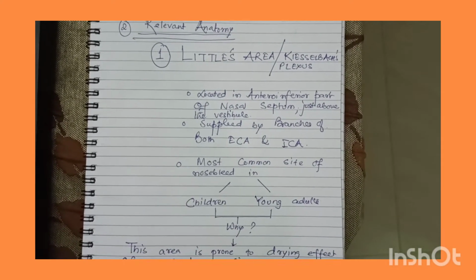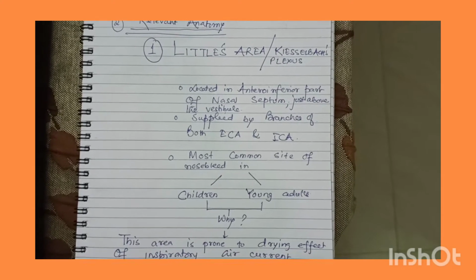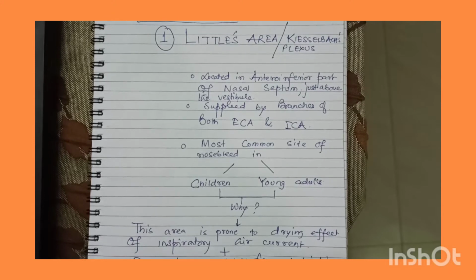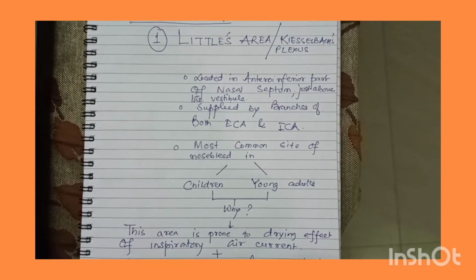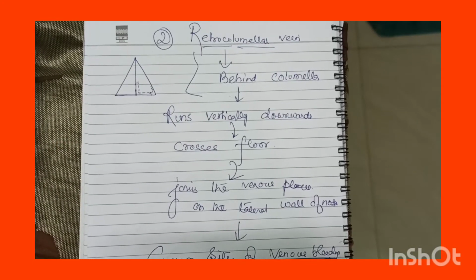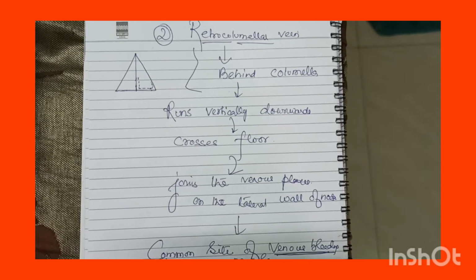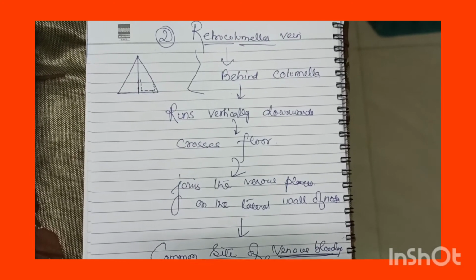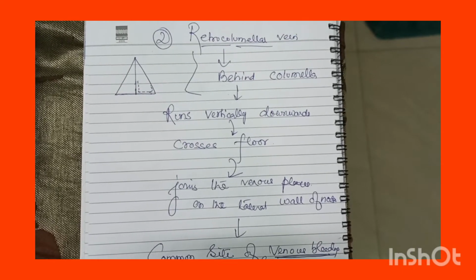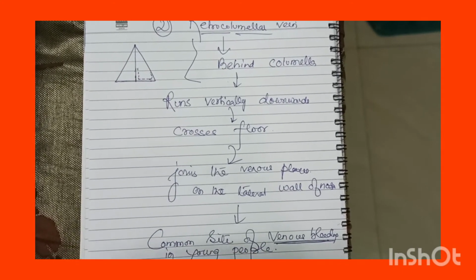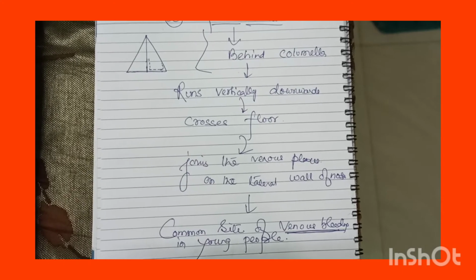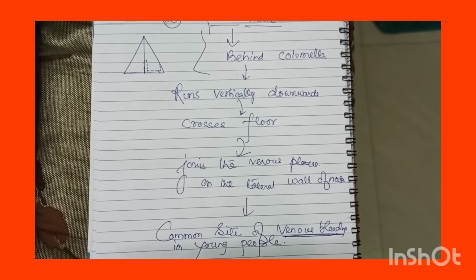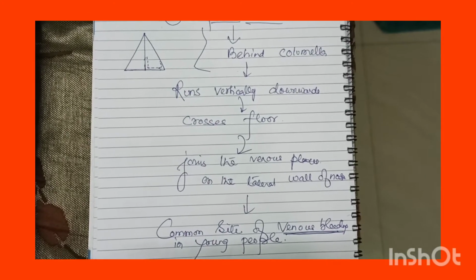Why? Because this area is prone to the drying effect of inspiratory air current and it can be easily traumatized because of frequent nasal picking. The second common site is the retrocolumellar vein. Retro means behind, and columella. So it lies behind the columella and runs vertically downwards, crosses the floor of the nose and joins the venous plexus on the lateral wall of the nose. It is a common site of venous bleeding in young people.